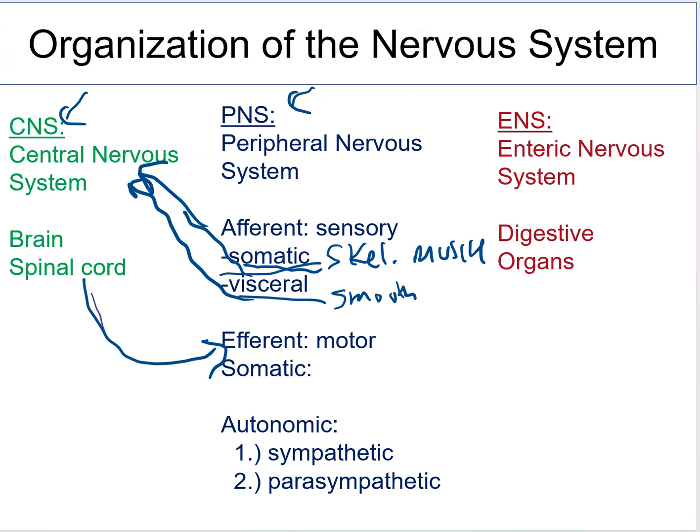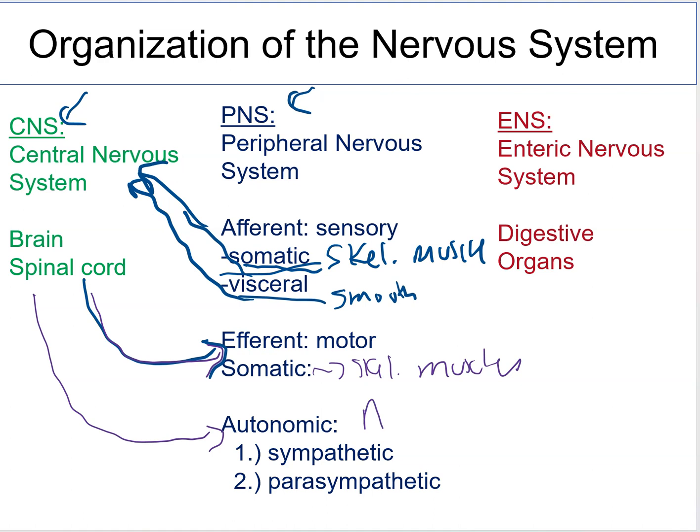If we look at efferent, it is going away, so it has the instructions from the brain and the spinal cord. So efferent information can go to your skeletal muscles, maybe to make muscle contract, and you might remember that somatic motor neurons carry that type of information. We also have information going out to our autonomic nervous system.